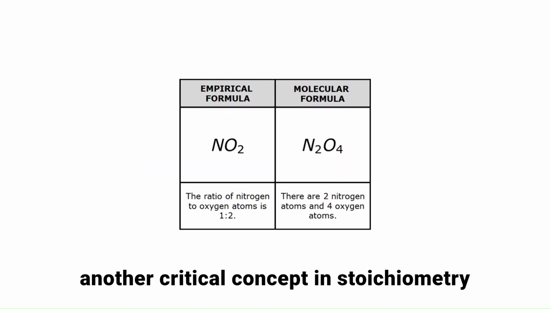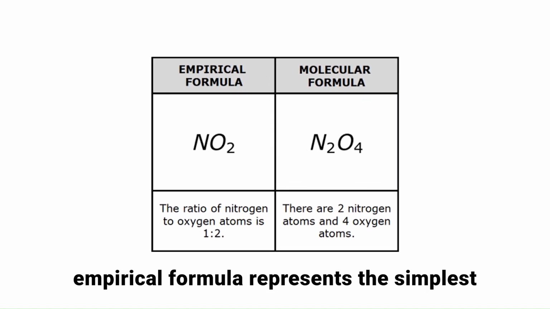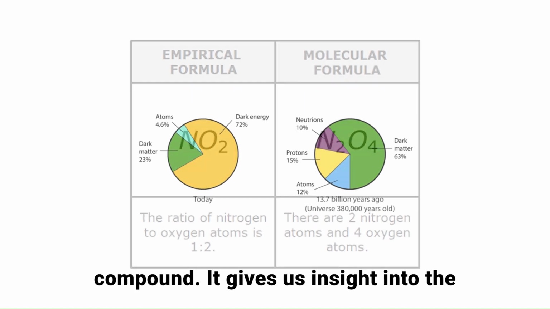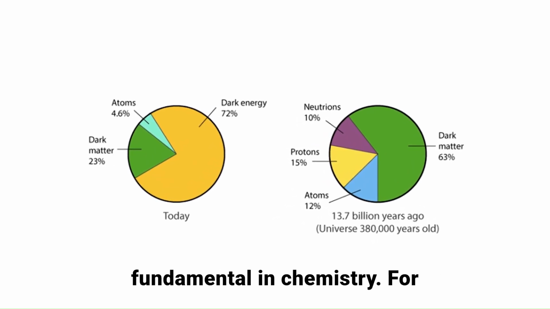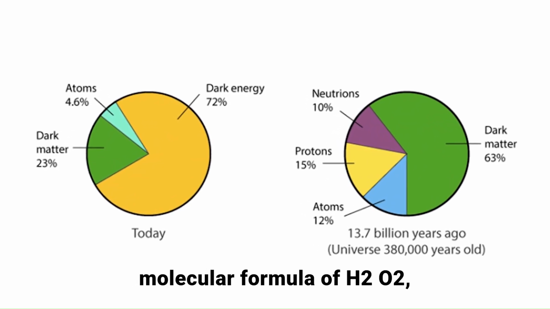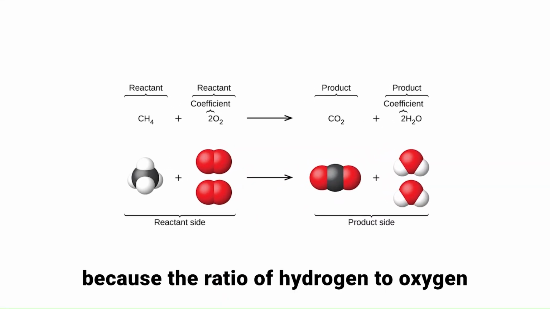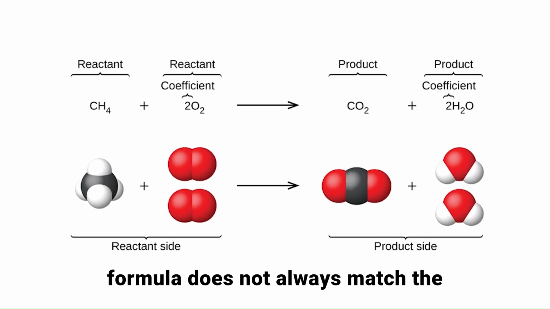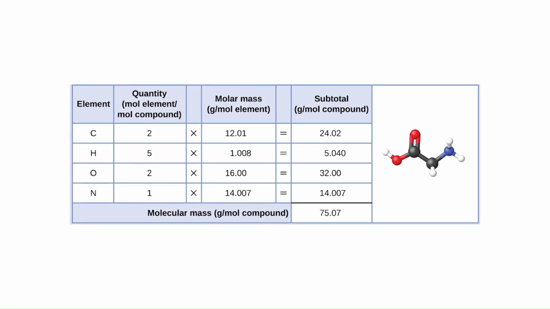Moving on, another critical concept in stoichiometry is the empirical formula. The empirical formula represents the simplest whole number ratio of elements in a compound. It gives us insight into the basic composition of a substance, which is fundamental in chemistry. For example, hydrogen peroxide has a molecular formula of H2O2. But its empirical formula is simply HO because the ratio of hydrogen to oxygen atoms is 1:1. The empirical formula does not always match the molecular formula, but it is essential for determining chemical composition.